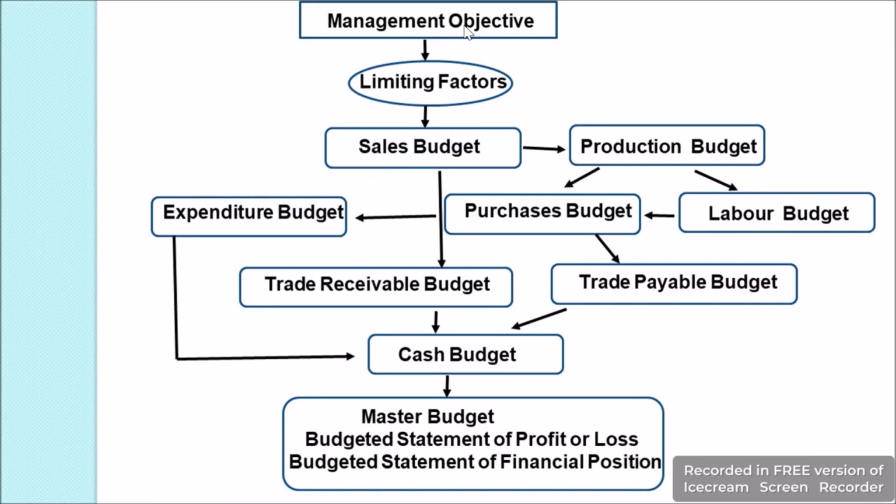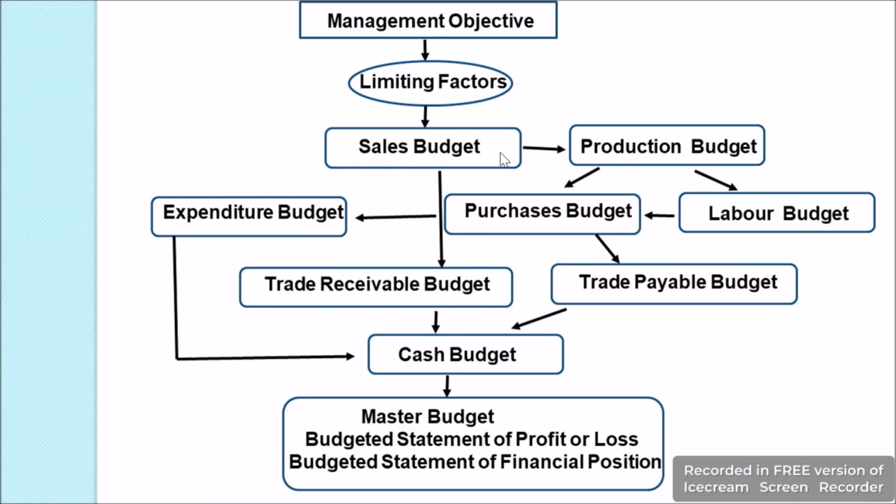There are various steps involved in making the budget. We start with the management objective. This can be to increase the sales or to increase the production. Based on this, we will have certain limiting factors, or the factors which limit the budget. Based on these limiting factors, we make the sales budget if the limiting factors are related to sales, or we make the production budget first if the limiting factors are related to production.